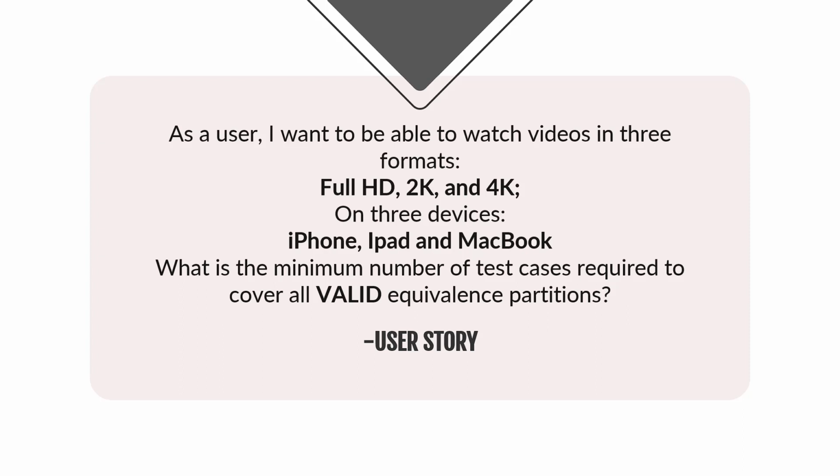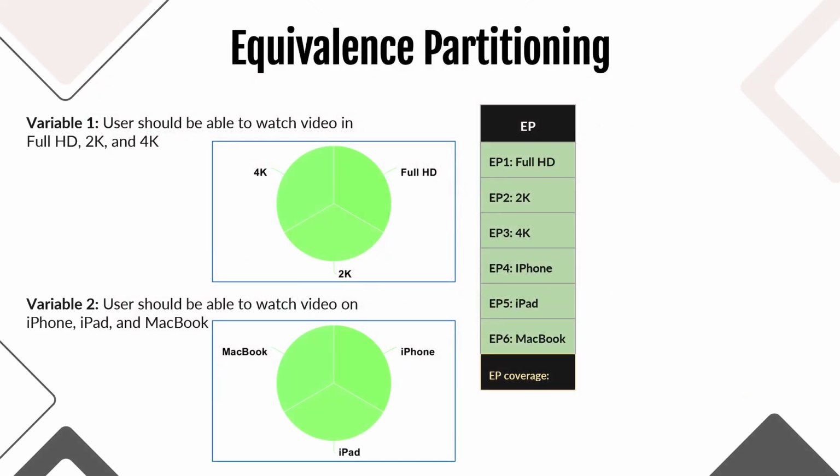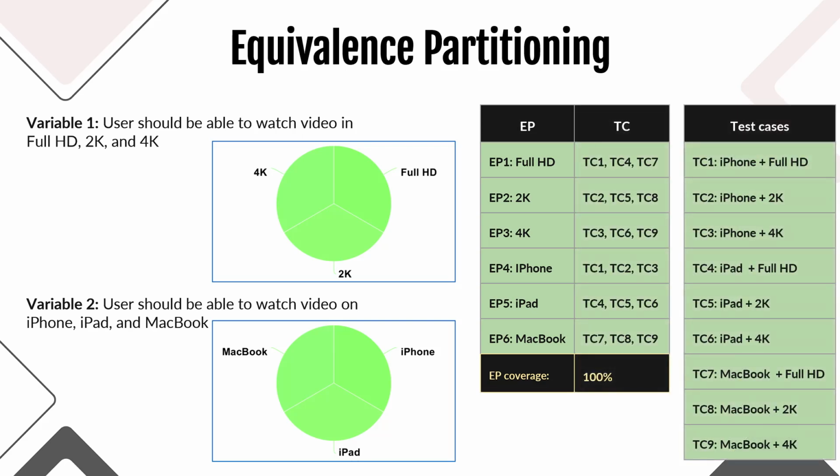What is the minimum number of test cases required to cover all valid equivalence partitions? We will not dwell on the details here. We have two sets of data, 6 equivalence partitions in total. And there are no invalid ones because that is what is written in the user story. It seems that everything is simple, but many students get confused when they write tests. They start writing combinations and want to test all screen resolutions with all devices. As a result, they got 9 test cases.